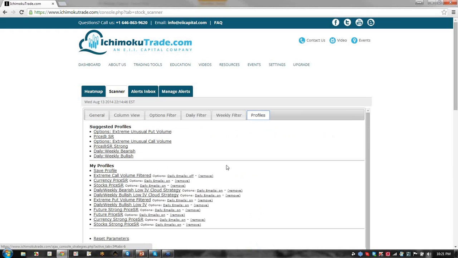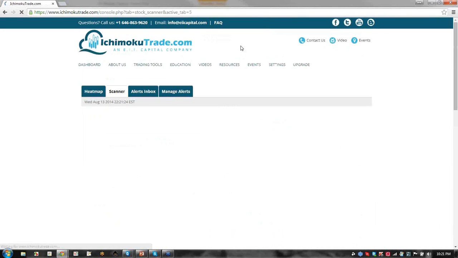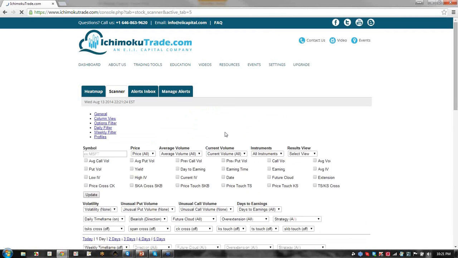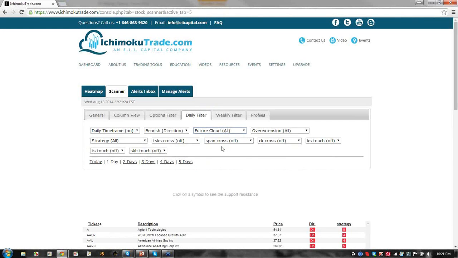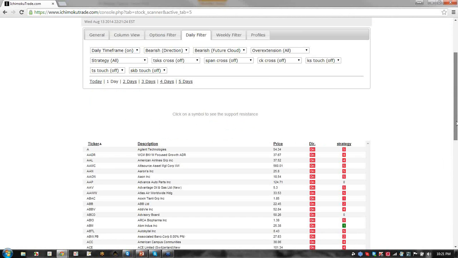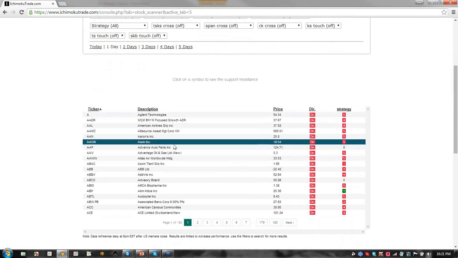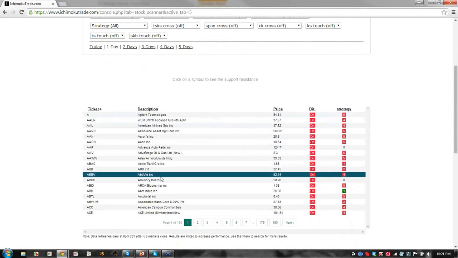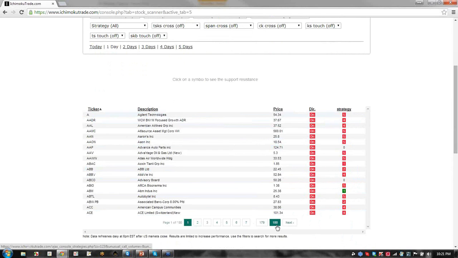Let me do this. By the way, if you ever mess up in any of these parameters, click on Reset here, and now it resets everything in here for you. Okay? So I'm going to come back here to the daily. I'm going to go for everything that's bearish over here. So this is everything that's bearish in the daily time frame that's basically below the cloud and has a bearish cloud in the daily. And you notice we display 20 items here and there's 180 pages. That's a lot of data, isn't it?